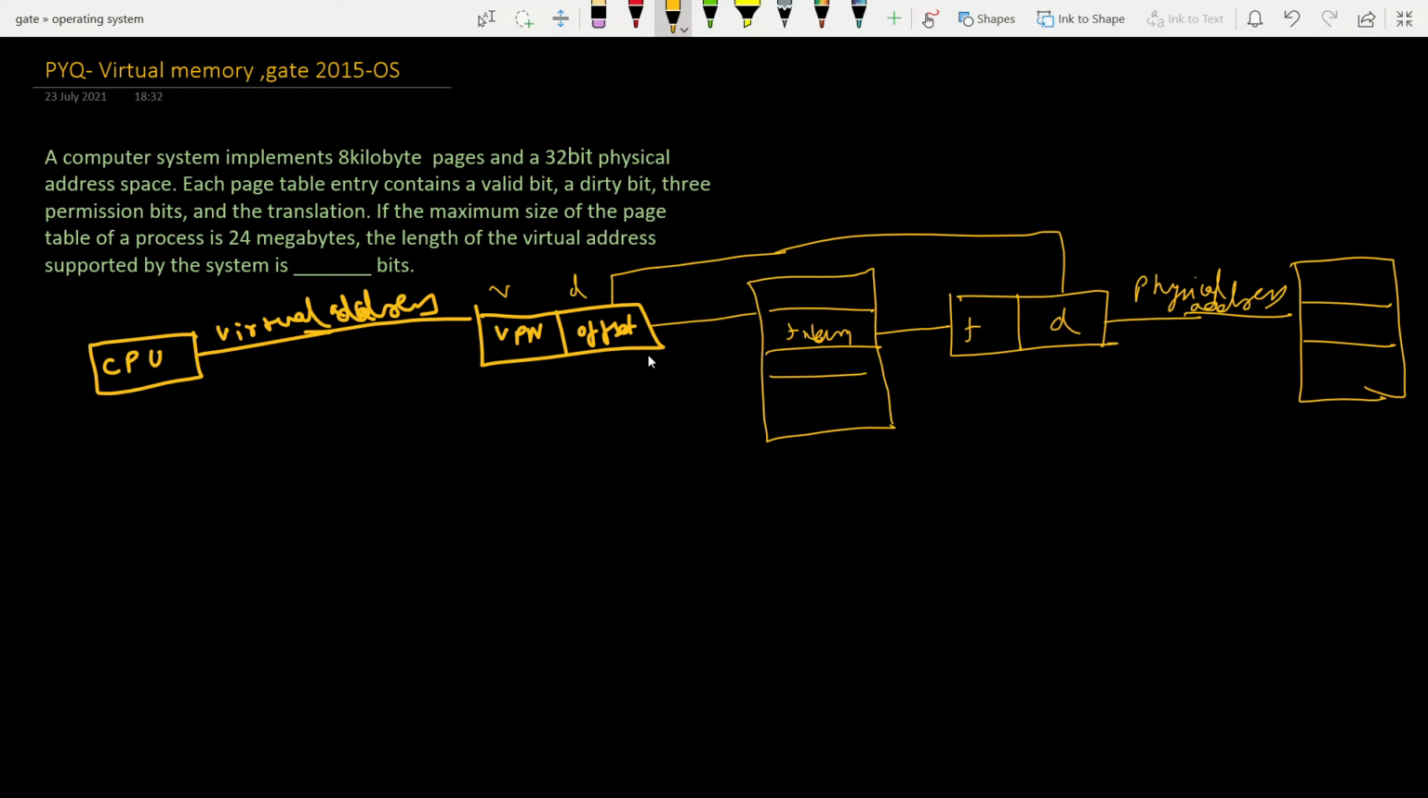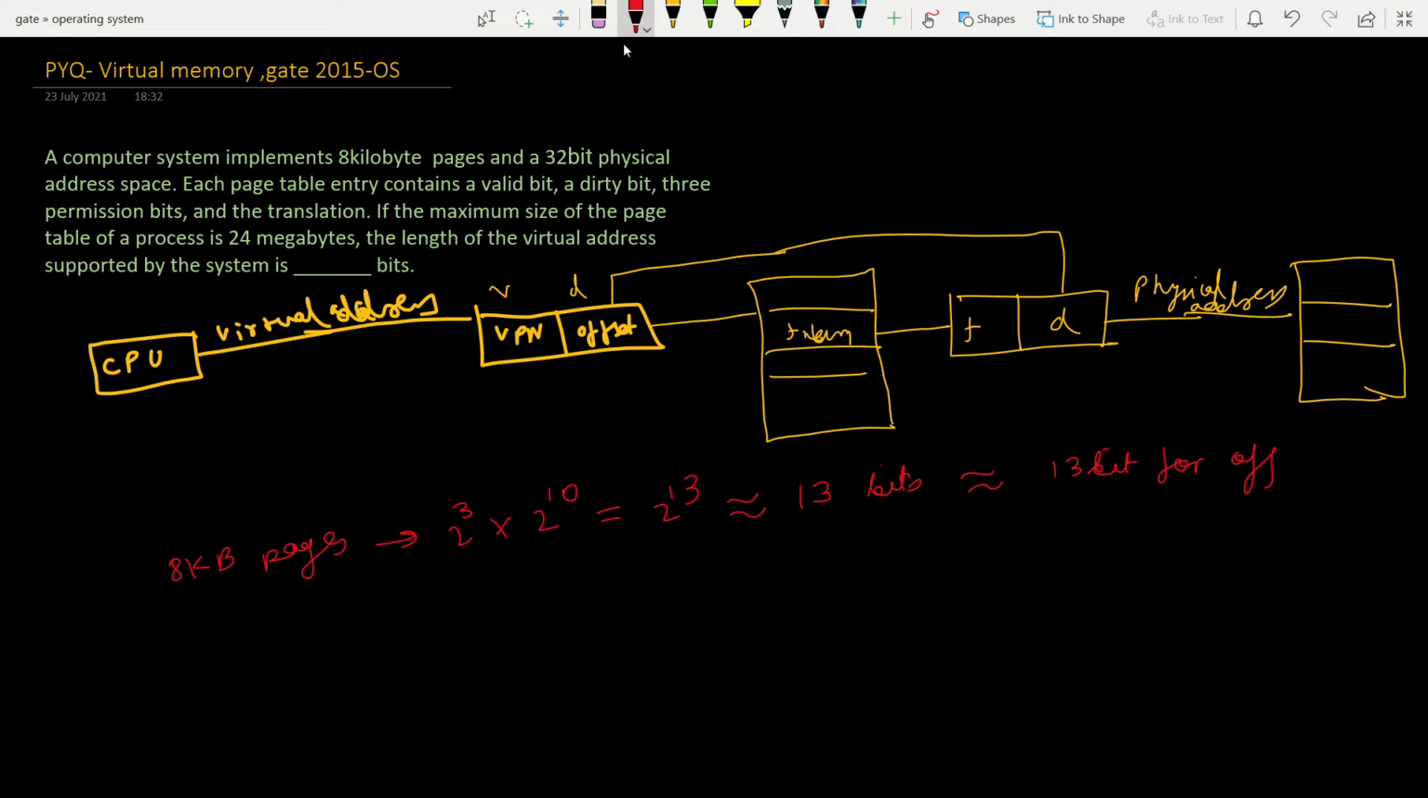So now let us understand the question. The question says we have 8 kilobyte pages. This translates to 2 to the power 3 into 2 to the power 10, which is 2 to the power 13. It means that we will require 13 bits to represent this 8 KB page size. We represent the page size with this offset, so the offset will require 13 bits.